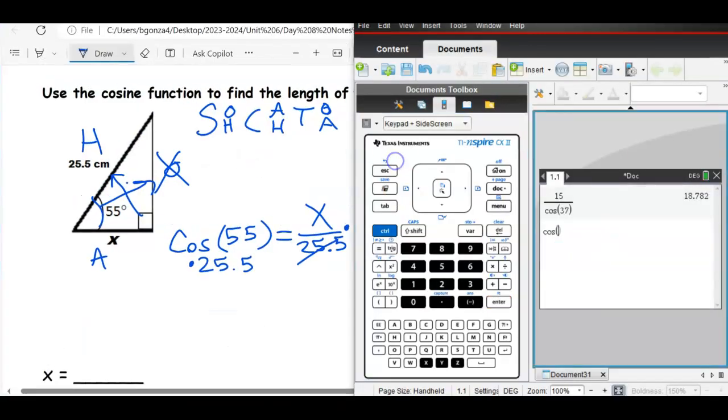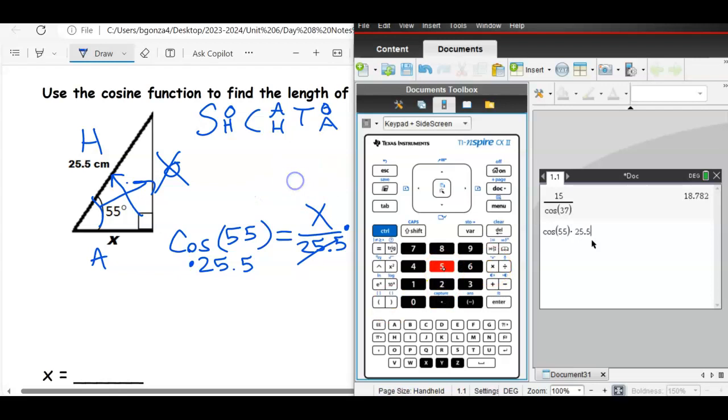Trig, cosine 55 and the parentheses, times 25.5. Do you see how it's typed? Are you able to type it? You sure? Because you're not doing it. And I'm wondering if you can really do it. You might need a calculator to type it in, first of all. You want to get one? All right, so you should get one.